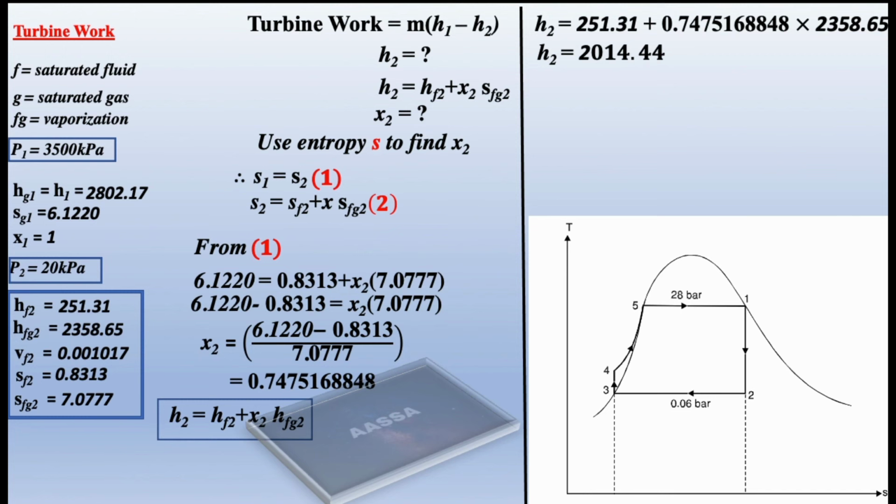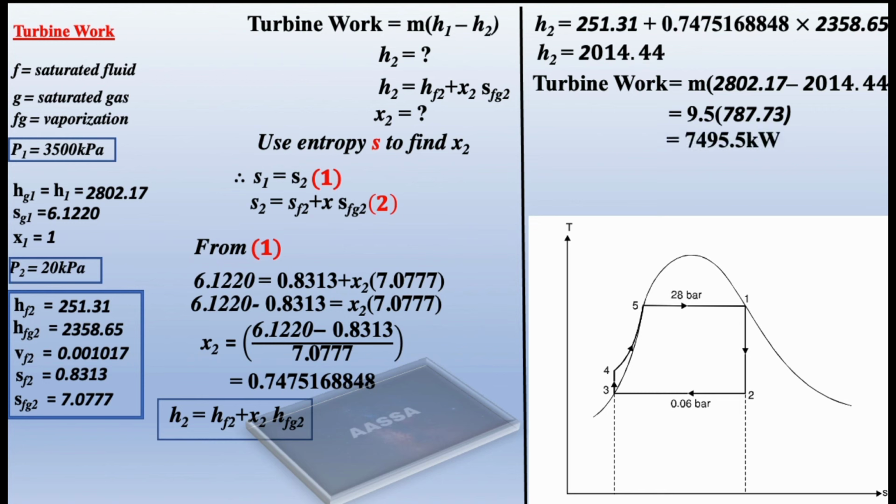Okay, and now our turbine work is simple. What we're going to do, turbine work for the mass, we have the mass times H1 minus H2, which is 2.17 minus 2014.44, and now let's put the mass, which is 9.5, and if we subtract, you're going to get 787.73. And as you can see, we have our answer, and you can write it in kilojoules or in watts, right? So as you can see, we have 7,494.5.